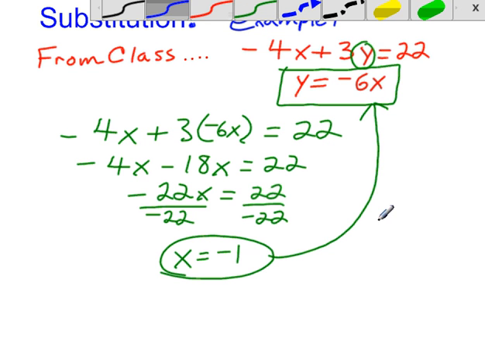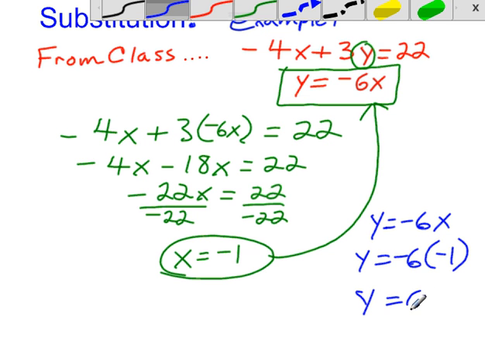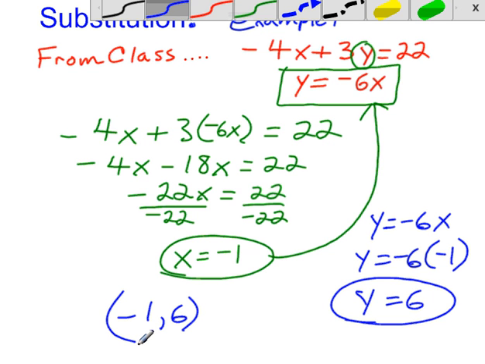So the last thing I'm going to do, instead of saying y equals negative 6x, I'm going to go y equals negative 6 times negative 1. And there's my y coordinate, just like we found in class today. All right. And your answer, once again, remember, has always got to be written as a set of ordered pairs. So there is your number, and there's our answer.